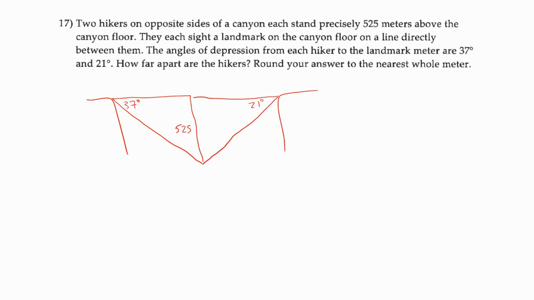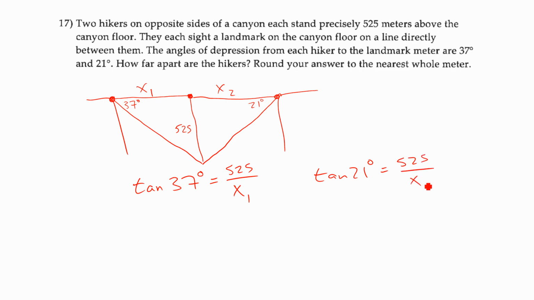Our job is to figure out how far it is from here to here. So we'll call that x1. And then how far is it from here to here? We'll call that x2. So the tangent of 37 is the opposite over the adjacent, and the tangent of 21, the opposite side, 525, over the adjacent.